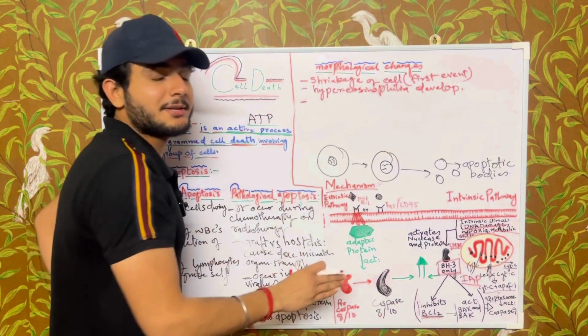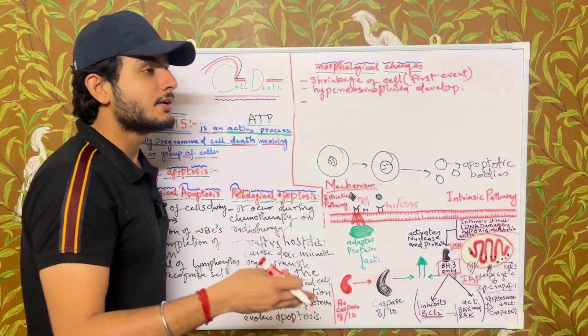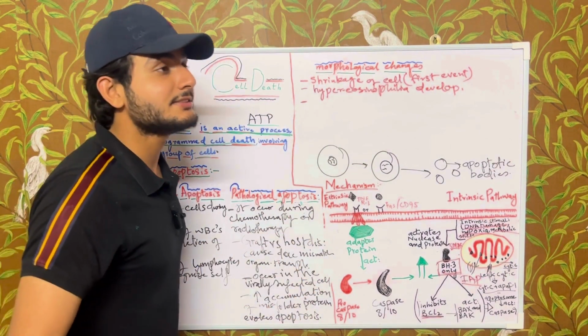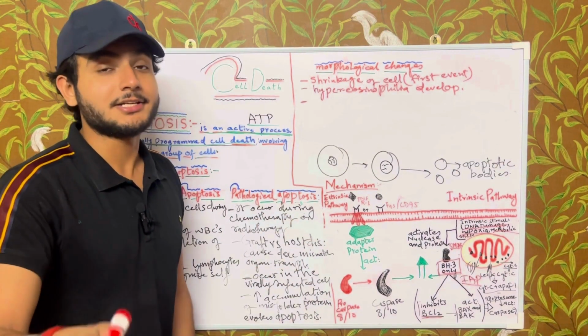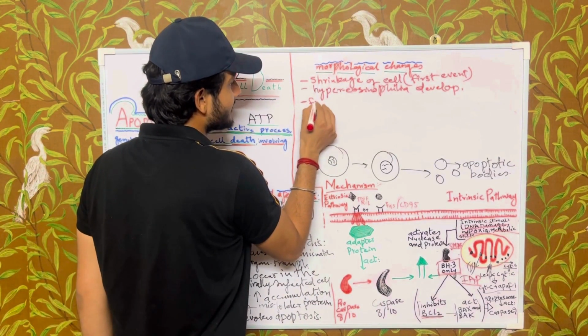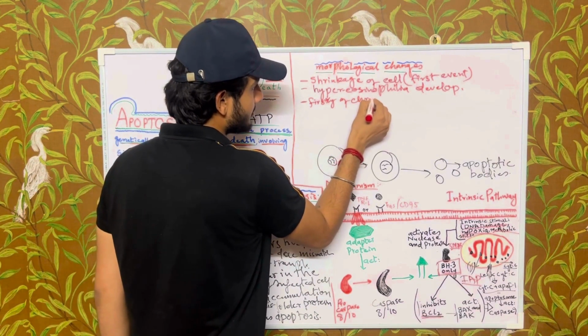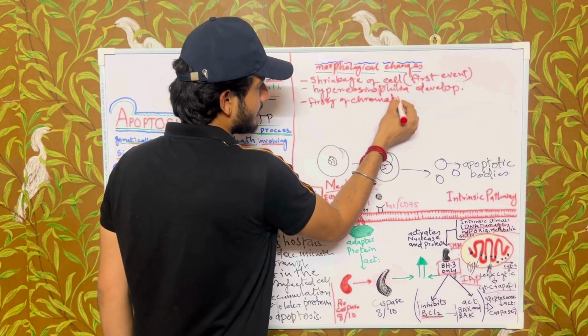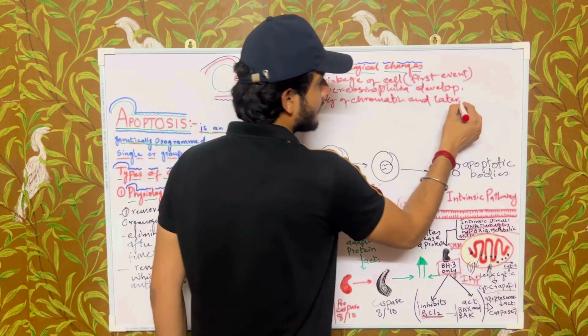Also, the chromatin material first gets condensed, and then there will be fragmentation of that condensed chromatin. The former process is known as pycnosis, and the latter one is known as karyorrhexis. So firstly condensation of chromatin, and later fragmentation.